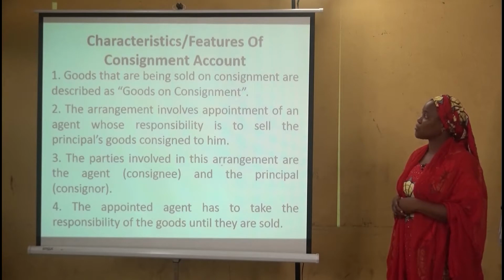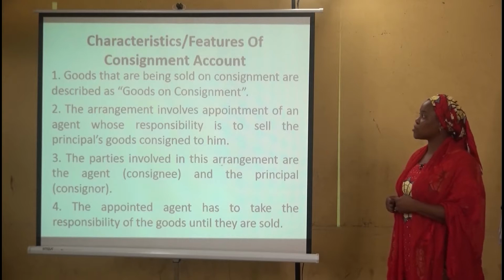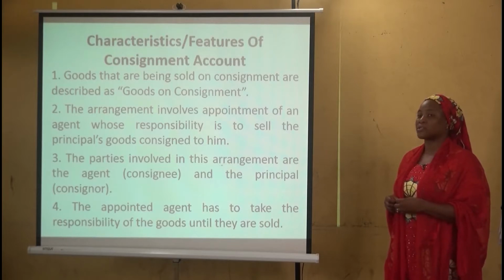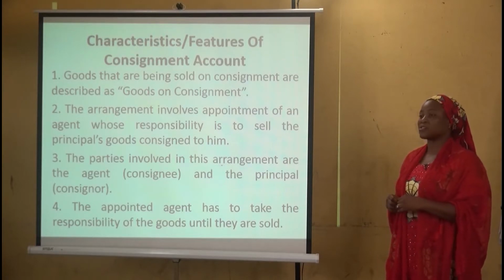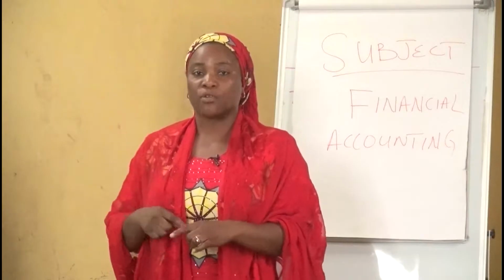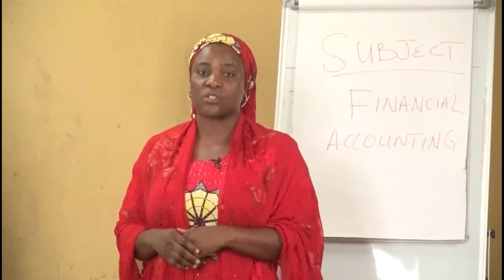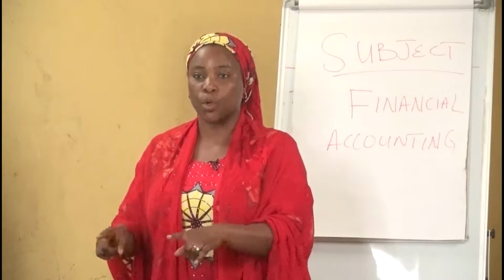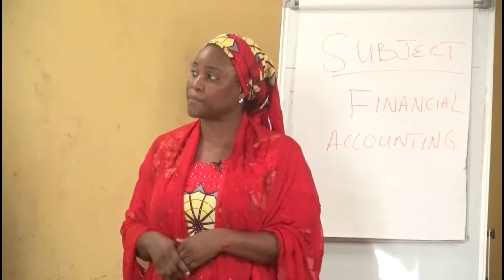Characteristics or features of consignment account. What are the things that you see and you know that this is a consignment account? Number one, goods that are being sold on consignment are described as goods on consignment. When the seller sends these goods to the agent to sell, he labels these goods on consignment, so that you will know these goods can be differentiated.